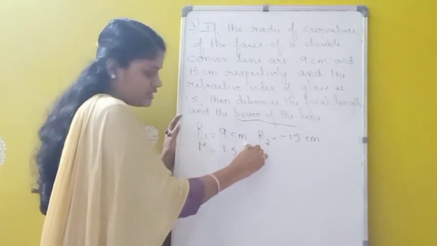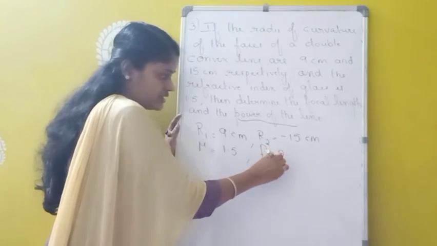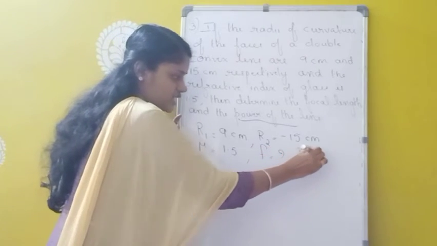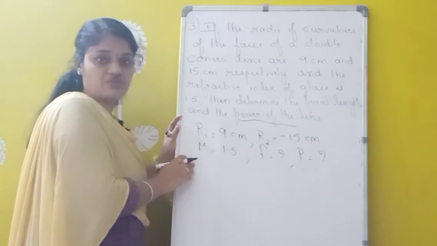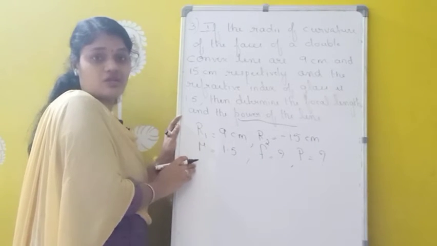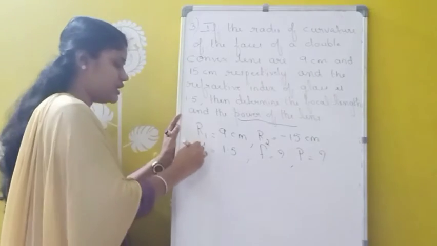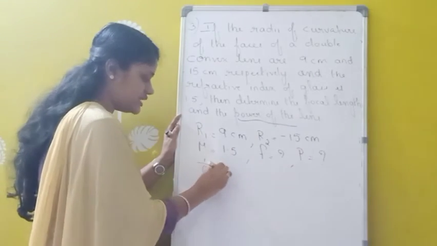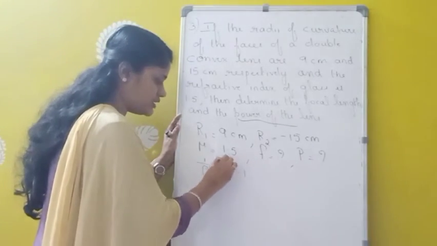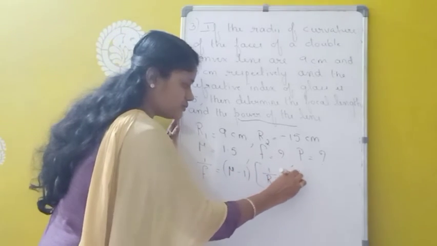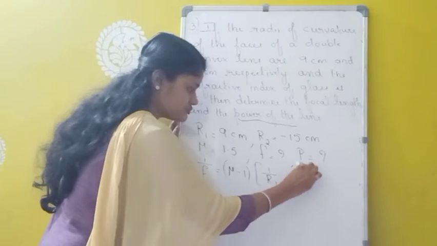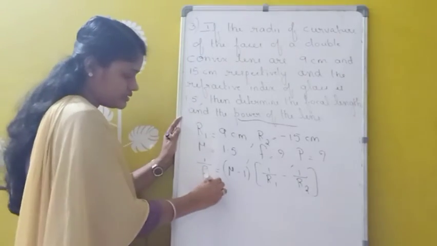So what we have to find out? Focal length f as well as power. First of all we have to write the formula. Which formula we have to use here? We already studied about lens maker's formula. What is the formula? 1 by f equals mu minus 1 into 1 by R1 minus 1 by R2.